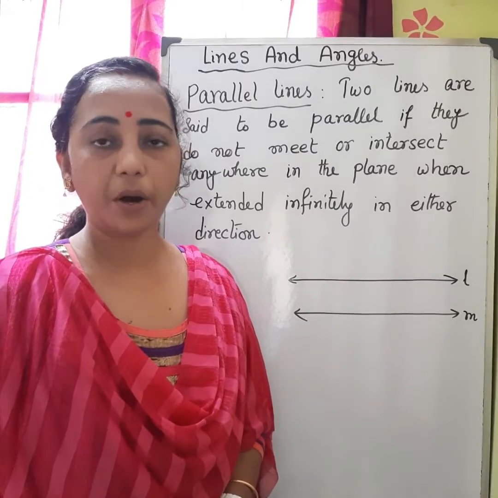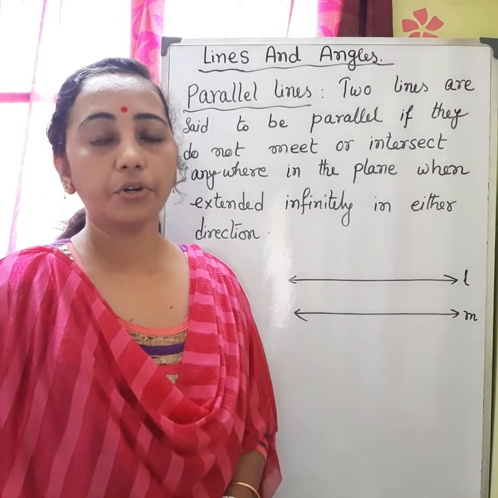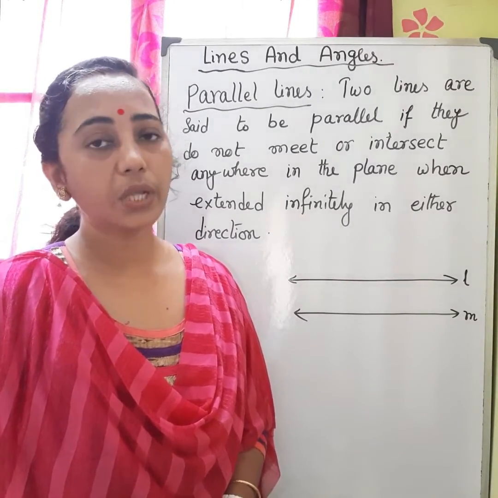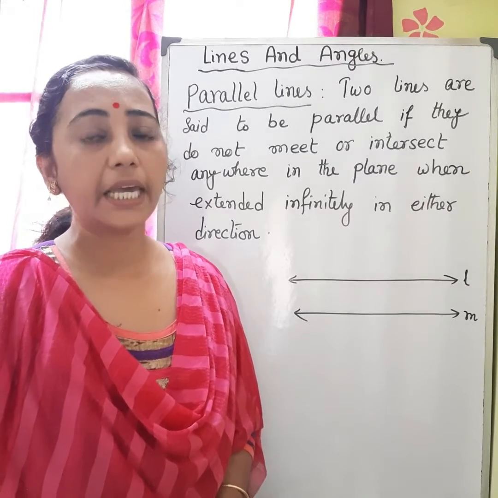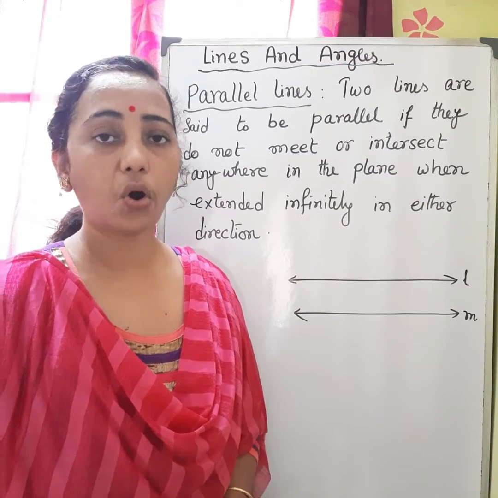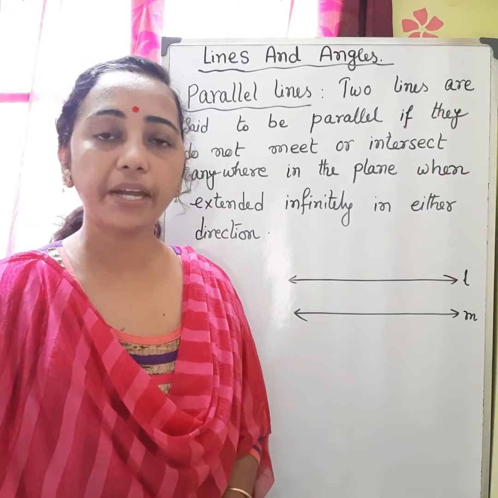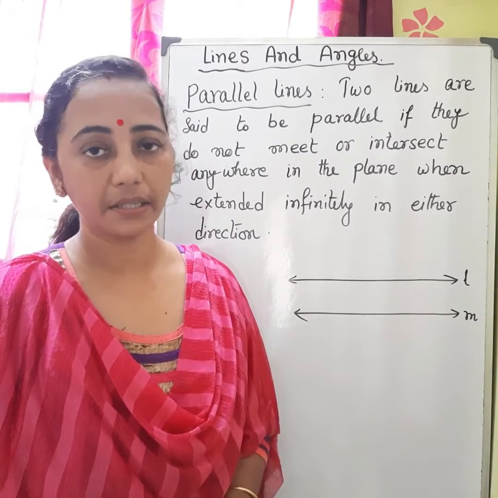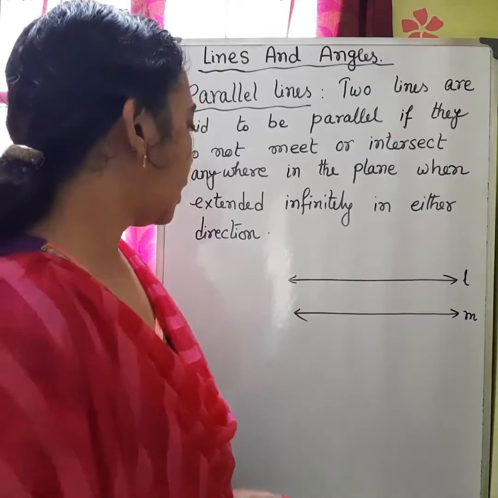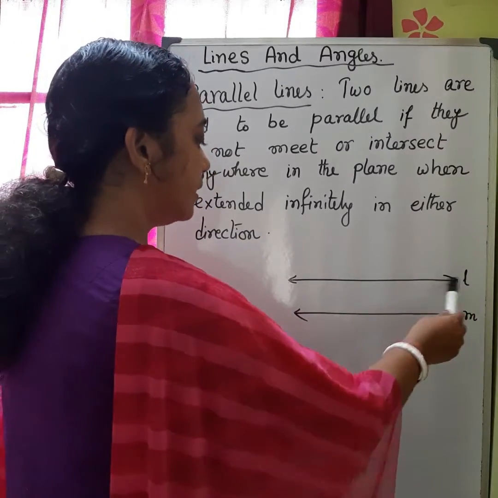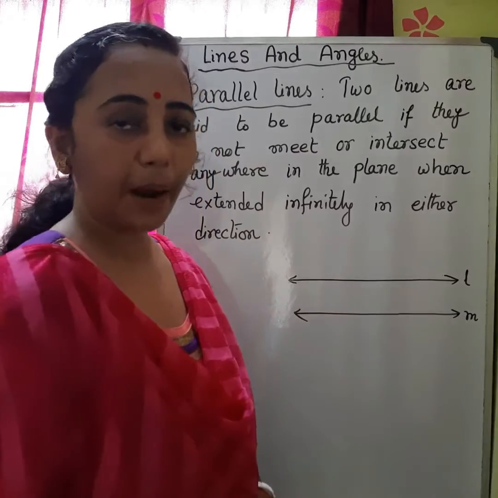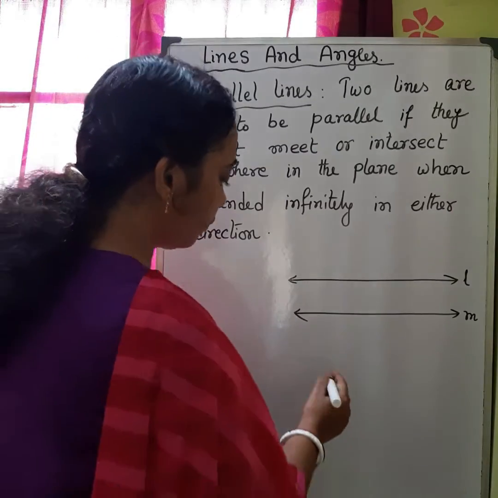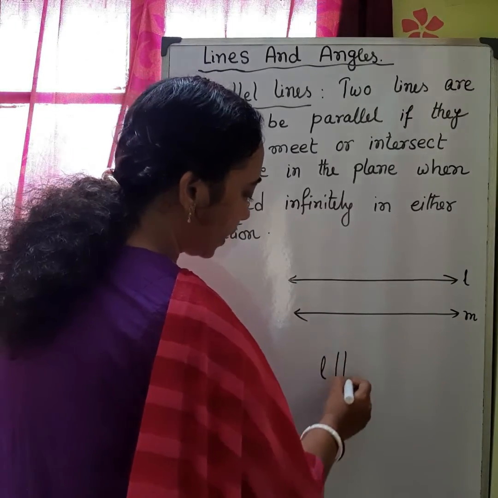Now let us know about parallel lines. What do you mean by parallel lines? Two lines are said to be parallel if they do not meet or intersect anywhere in the plane when extended indefinitely in either direction. Now look at this figure. Here the lines L and M. These two lines are parallel, which is written in symbol form as L is parallel to M.